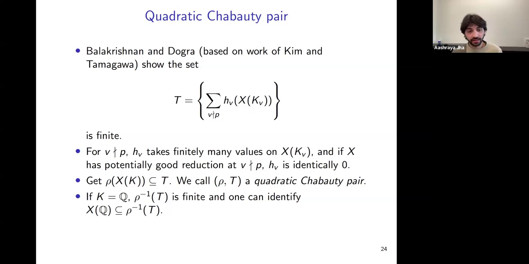So now we get that this function rho sends the rational points to T. And we'll call this rho comma t a quadratic Chabauty pair. And over the rational numbers, the preimage will be finite, and we can identify the rational points inside this preimage. For example, using Mordell-Weil sieving, if we have additional points, sometimes you just get exactly the set of rational points, and then you don't have to do any more work.